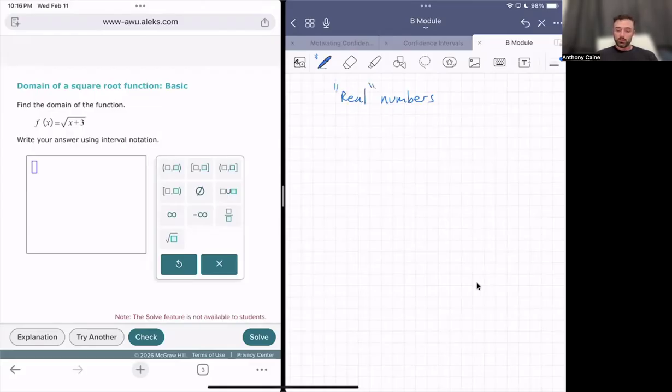Okay. The square root, oh, my pen finally died. To be continued. Let's get my share to come up. Let's pause. Okay, cool. I got my pen plugged back in.